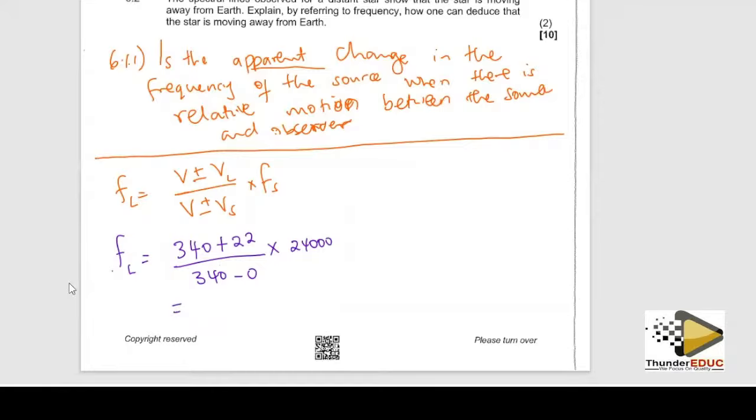This looks to be for 6 marks, which means there's something else that needs to be done as well. Okay. I have that multiplied by 24,000. I'm getting 25,552.94 hertz. I can write this in scientific notation, there's no problem in that. So that is the frequency that the listener is going to observe.